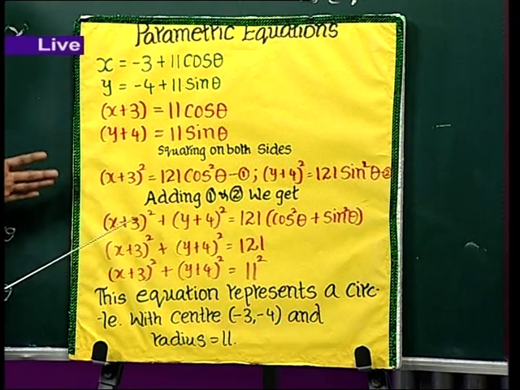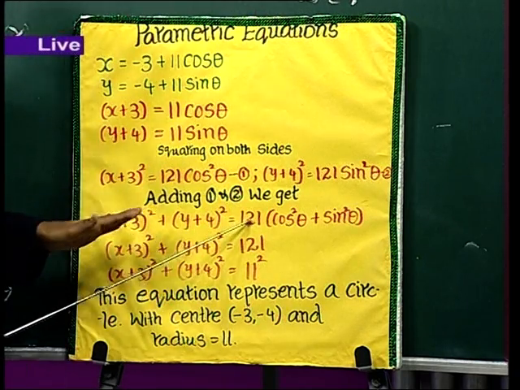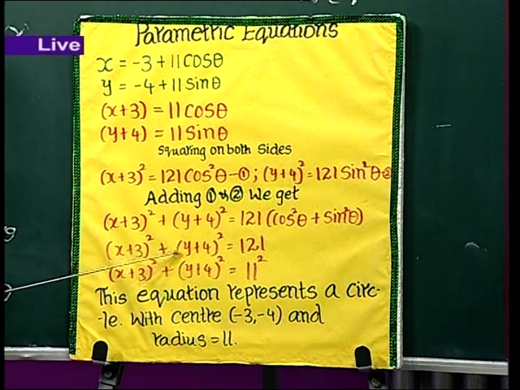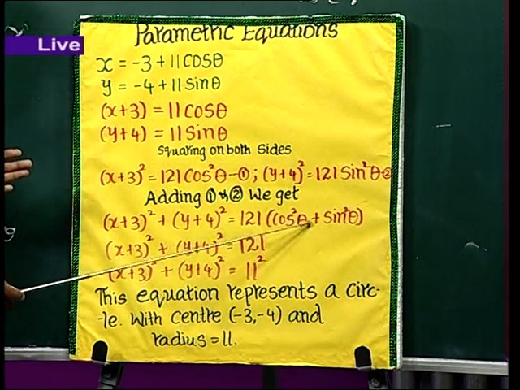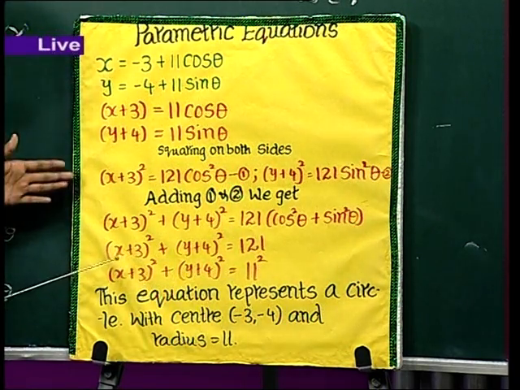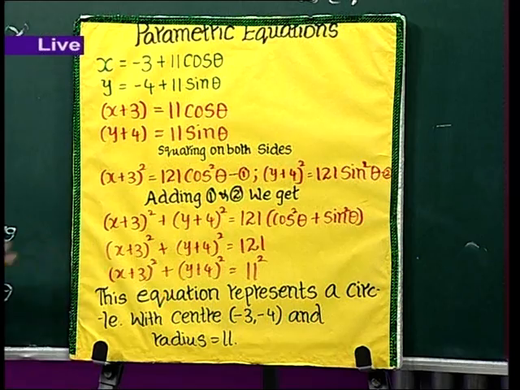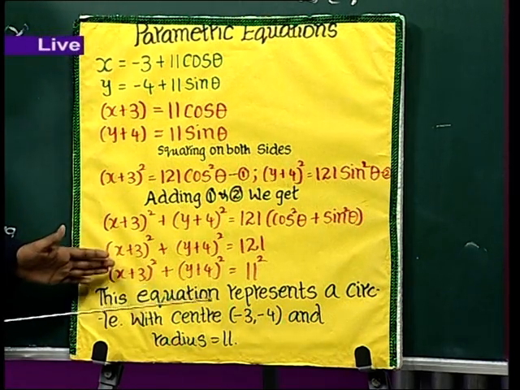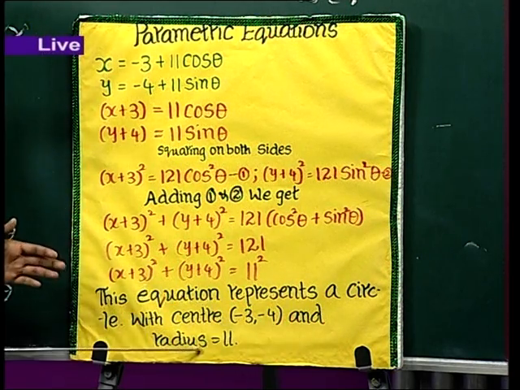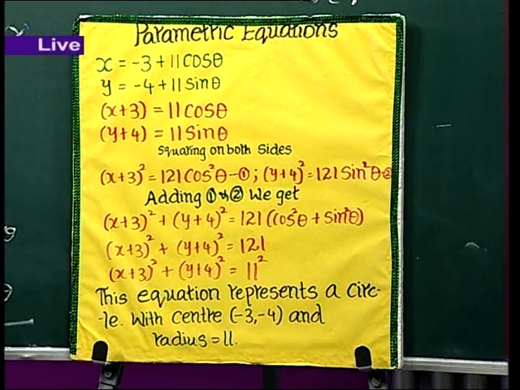By adding 1 and 2 we get x plus 3 whole square plus y plus 4 whole square is equal to 121 times cos square theta plus sin square theta. That is 1, so we have 121, and the square root of 121 is 11, so 11 square. So, x plus 3 whole square plus y plus 4 whole square is equal to 11 square. It represents a circle with center minus 3 comma minus 4 and radius 11. Did you get the idea?